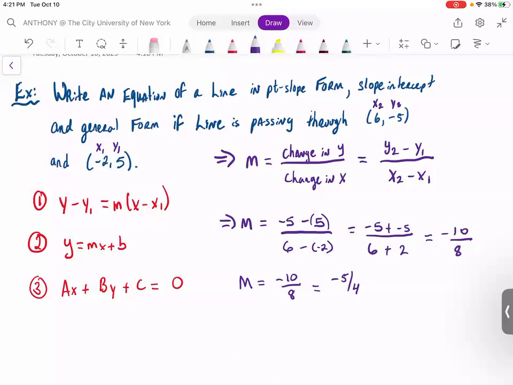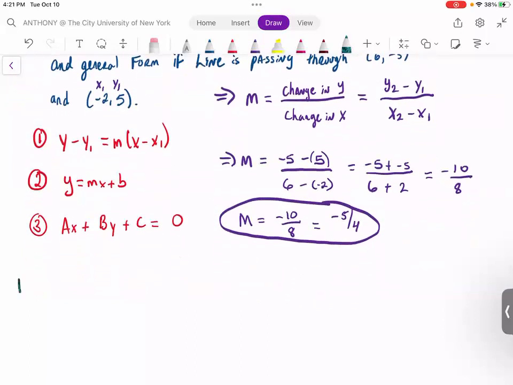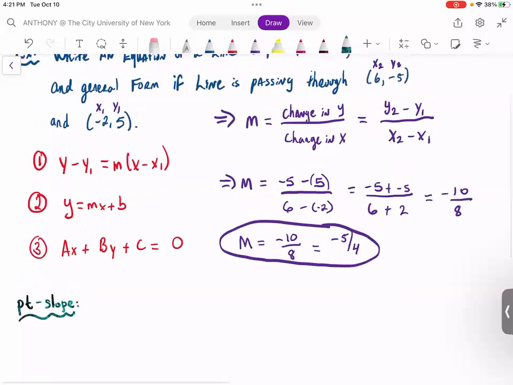All right, so now that I have my slope, I can go ahead and write out my 3 forms of the line, beginning with the point-slope, right? For point-slope, all you need is a point and your slope. So does it matter which point I use as my x1, y1? No, I can use any one of the 2 points. So let's just say I use the one where I labeled it as x2, y2. That is your (6, -5).